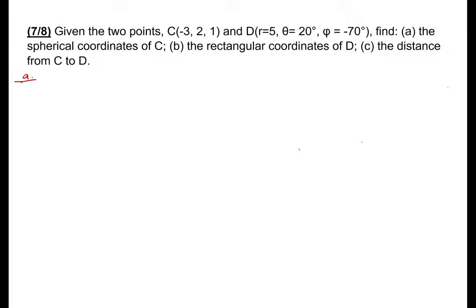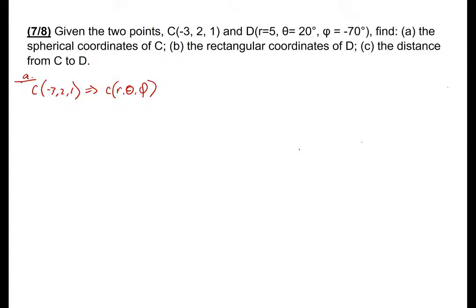So we have C, so negative 3, 2, and 1. So we wanted to convert into C, the same coordinate, but in terms of R, theta, and then phi. Sorry, it should be theta. Okay, so we can use the simple one.